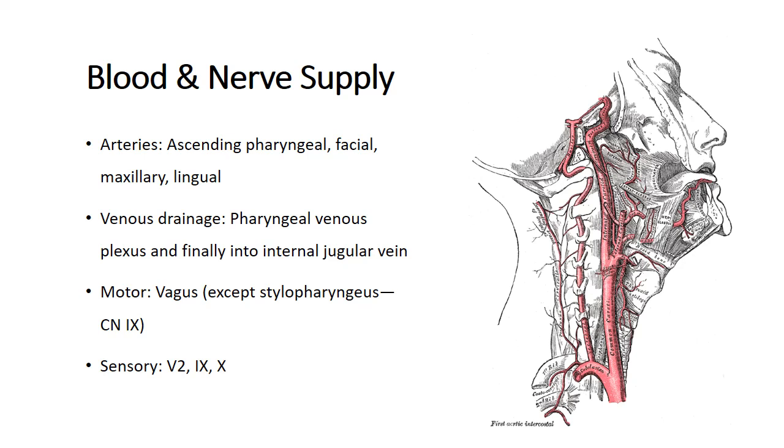Sensory innervation differs according to the anatomical region. The nasopharynx is supplied by the maxillary division of the trigeminal nerve. The oropharynx receives sensory fibers from the glossopharyngeal nerve, whereas the laryngopharynx is supplied mainly by the vagus nerve. Lymph from the pharynx drains mainly into the retropharyngeal and deep cervical lymph nodes. Understanding these pathways is clinically important because infections and malignant tumors often spread through these lymphatic channels.